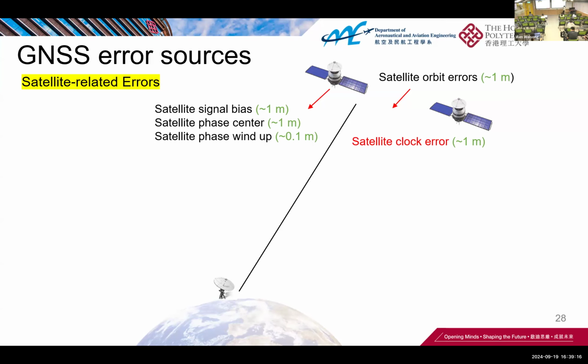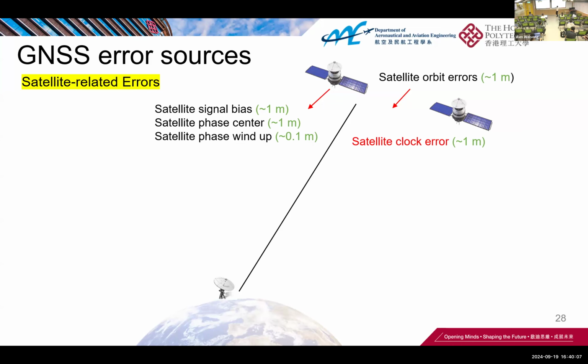Then the satellite clock. Although the satellite clock is an atomic clock, some errors are still included, but it's quite minor, maybe around 0.1 meters in range. And there are also some very minor errors like the satellite phase center, wind-up, and signal biases. If we use the real-time kinematic technique, all those errors can be eliminated, and we are going to mention this in the next lecture. Roughly, the error sources from the satellite side are around 1 to 2 meters.